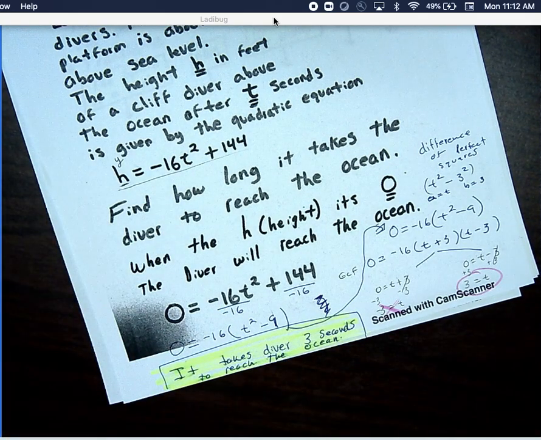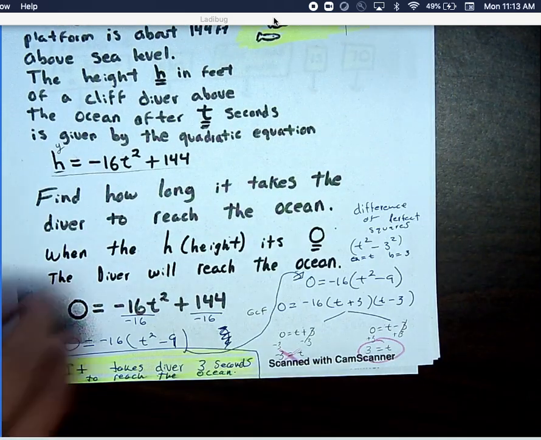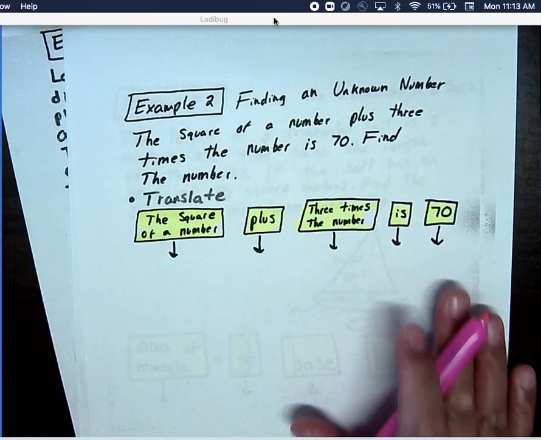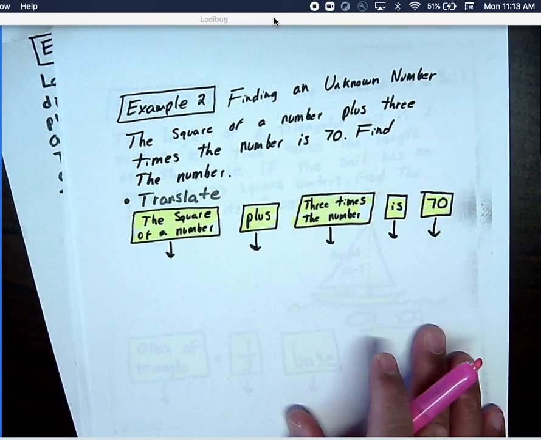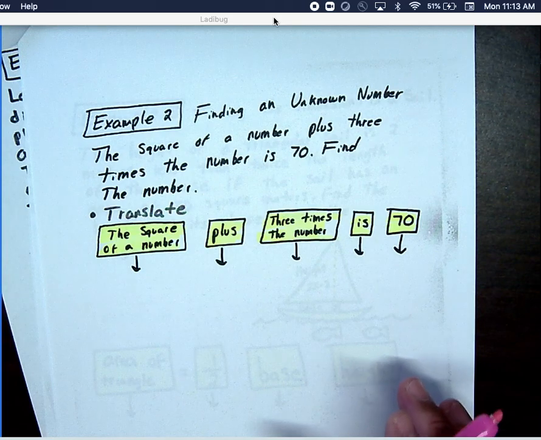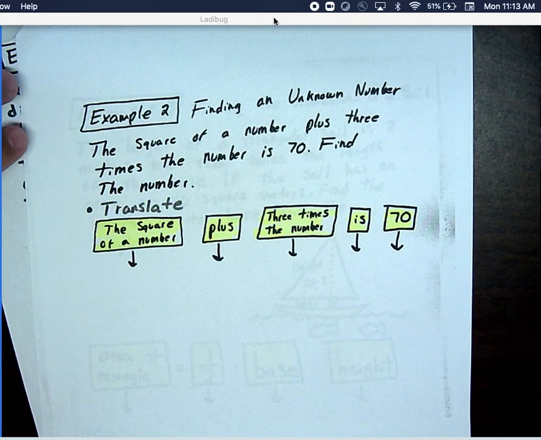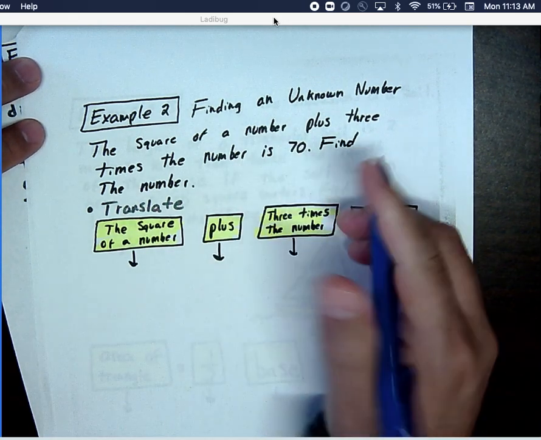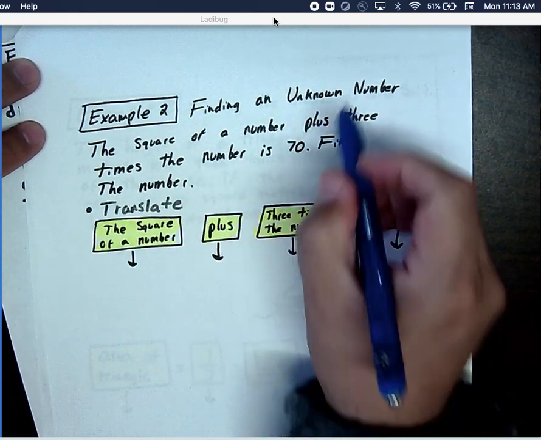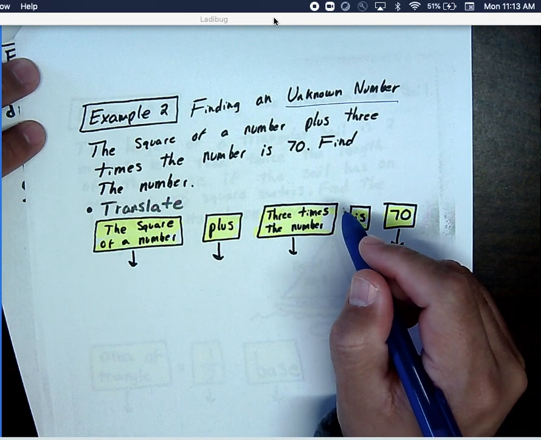This is the answer. Okay, that's example 1. Let's do example 2. So this one, this is where you have to translate. So the type of question where you translate. So they can ask you stuff like this, finding an unknown number. So we're going to find an unknown number.